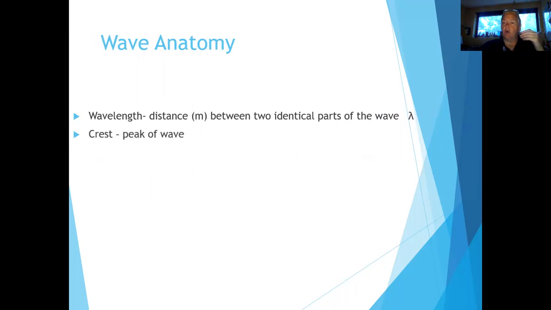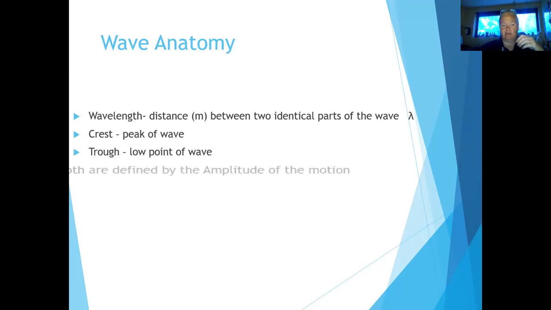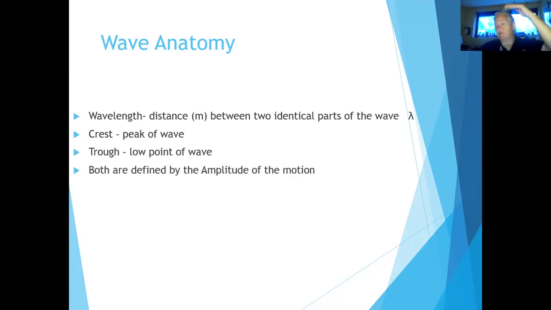The crest, or the peak, is the high point of the wave, which measures an amplitude. The trough, or the valley, is the low point of the wave, which is also an amplitude. They're equidistant from the equilibrium position. They both define the amplitude of the motion. It's just that one's on the positive side of the displacement, one's on the negative side.